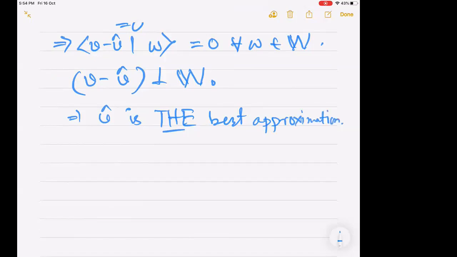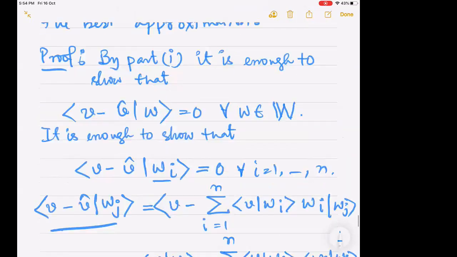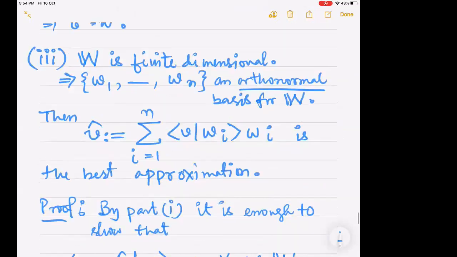I've said so many things. Let me repeat the crux of the matter. The crux of the matter is that if W is a finite dimensional subspace which has an orthonormal basis, then this is the best approximation because it satisfies the best approximation criterion of orthogonality of the error.